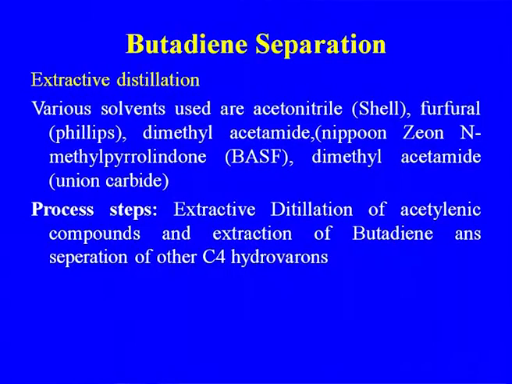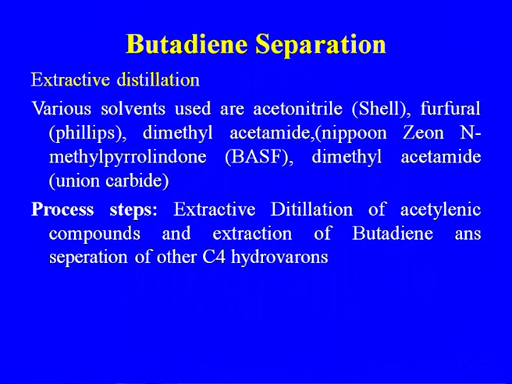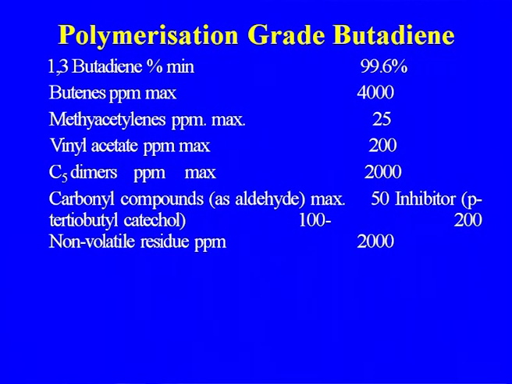Now, let us discuss the extractive distillation part of the butadiene separation. Various solvents used are acetonitrile, and with continuous development there has been a change in the solvents also. Phenol and furfural were the initial solvents available, but with the manufacture of dimethyl acetamide or dimethyl formamide, those are also being used. So a lot of changes have taken place in solvent extraction processes. Here the process step is the extractive distillation of the acetylene compounds, extraction of the butadiene, and separation of the other C4 hydrocarbons. This is the process we use to meet the requirement of polymerization grade butadiene, so the impurities have to be removed.